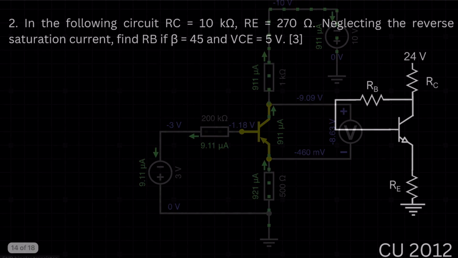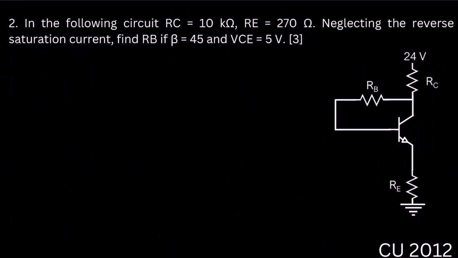Okay. Next question. Write down RC is 10K, RE is 270 and beta 45.